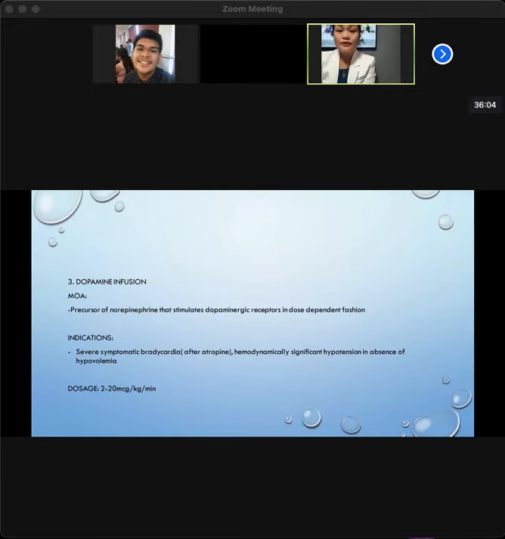The third one is your dopamine infusion. It is a precursor of your norepinephrine that stimulates dopaminergic receptors in a dose-dependent fashion. So it is indicated in severe symptomatic bradycardia and it is usually used after atropine. Okay, you can also use it during hypotension with bradycardia. Okay, the dosage is 2 to 20 micrograms per kilogram per minute.